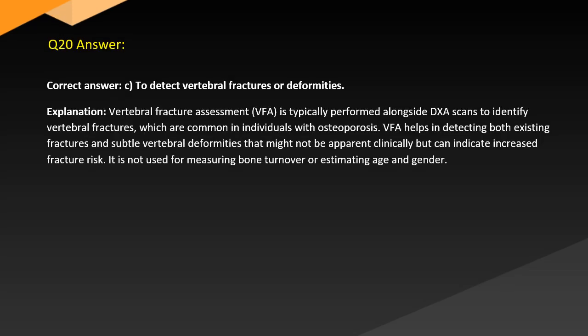Answer. Correct answer: C. To detect vertebral fractures or deformities. Explanation. Vertebral fracture assessment (VFA) is typically performed alongside DXA scans to identify vertebral fractures, which are common in individuals with osteoporosis. VFA helps in detecting both existing fractures and subtle vertebral deformities that might not be apparent clinically but can indicate increased fracture risk. It is not used for measuring turnover or estimating age and gender.